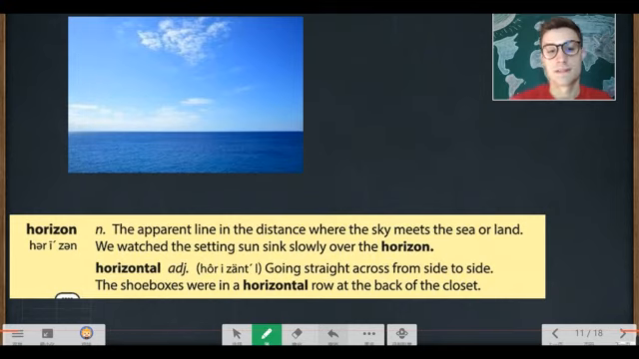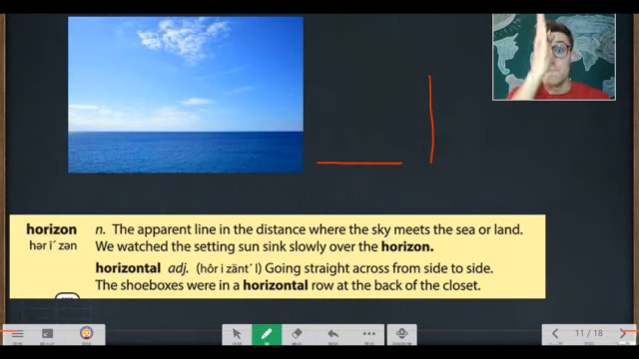Horizontal. Now this is a different form of the word. Horizontal is going straight across from side to side. This is a horizontal line. So if I say the pole was horizontal, it's like this. A line like this is, do you know? Vertical.